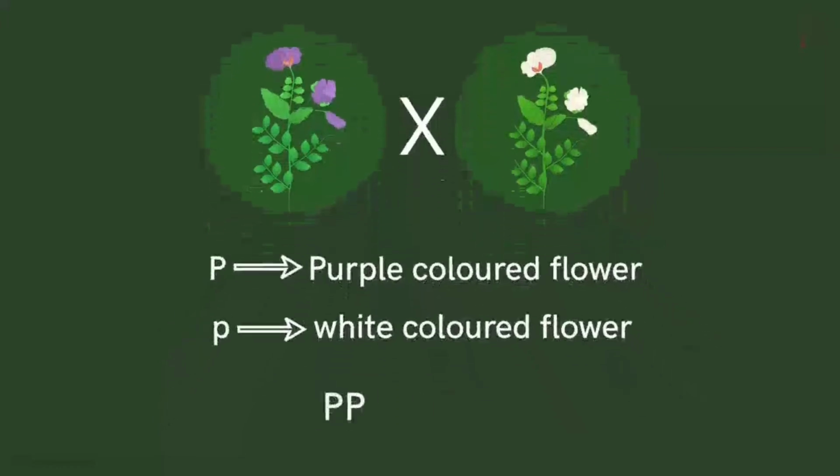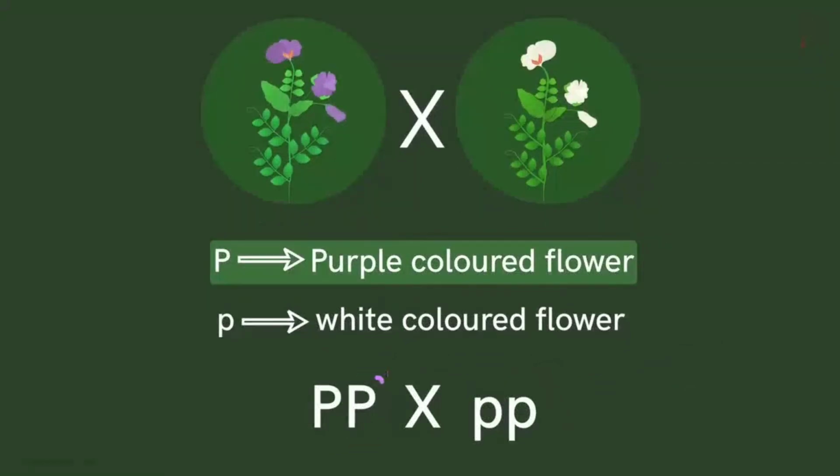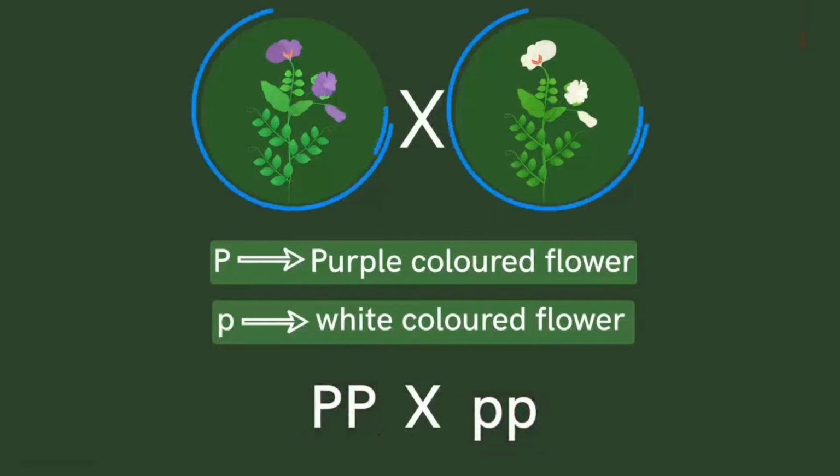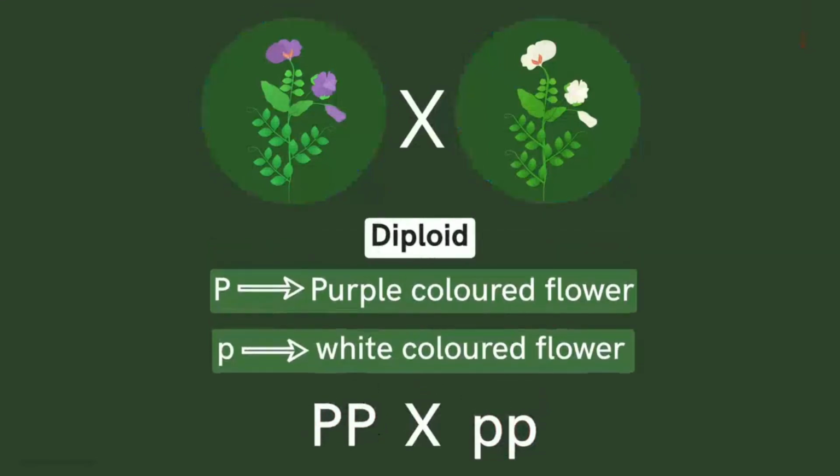Now, the first cross included purple-flowered plant and a white-flowered plant. So this is how we can represent this crossing. Any idea why we have used the letter P twice here? It's simple. The green pea plant is a diploid plant.